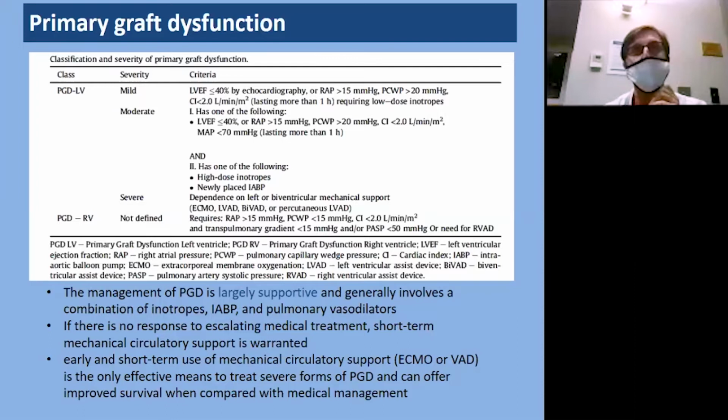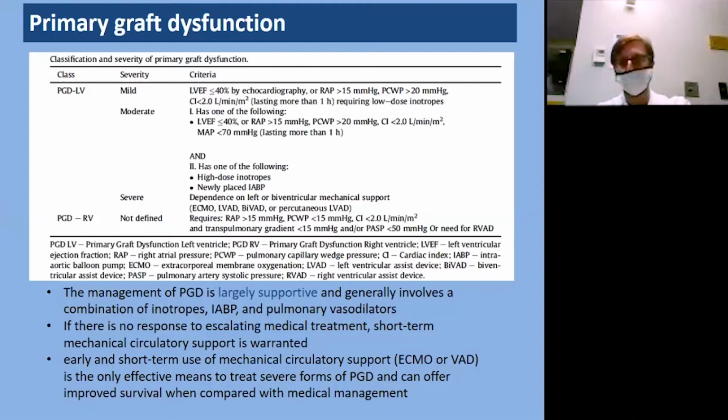So the management of primary graft dysfunction is largely supportive. It generally involves a combination of inotropes and mechanical support. First line, depending on how bad it is, might be a balloon pump if it's just mild, but if it's more than that, then typically we would support the heart with biventricular support in the form of ECMO. And oftentimes by doing that and resting the heart, so to speak, you're able to regain graft function.